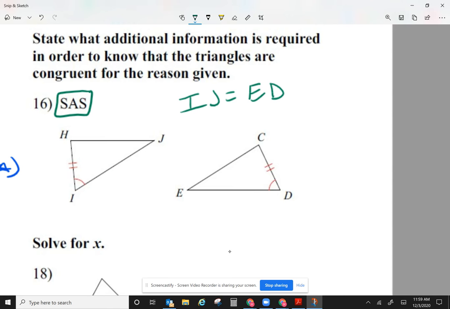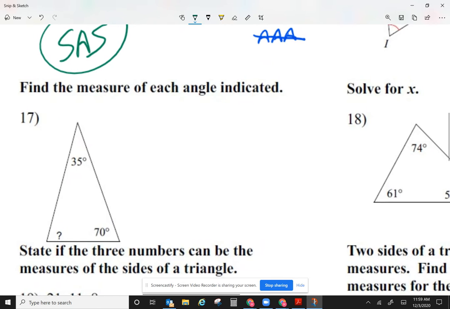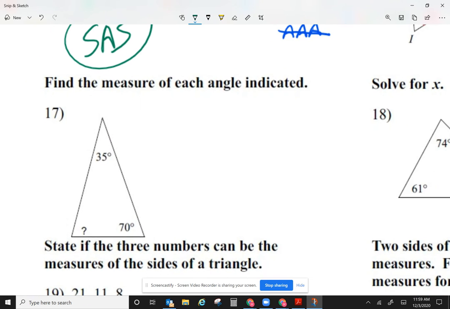Sometimes people use just one letter, but we tend to use three. Okay. Now looking at number 17. 17 and 18, we have the same idea. I'm going to be dealing with the angles of a triangle. It says find the measure of each angle indicated.